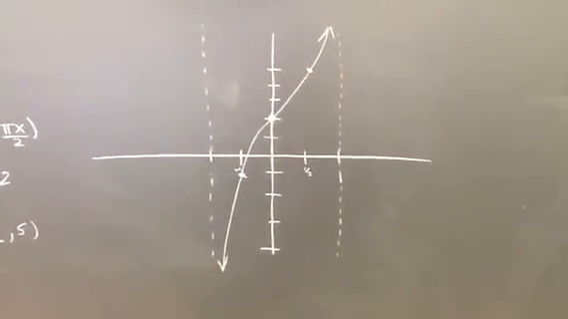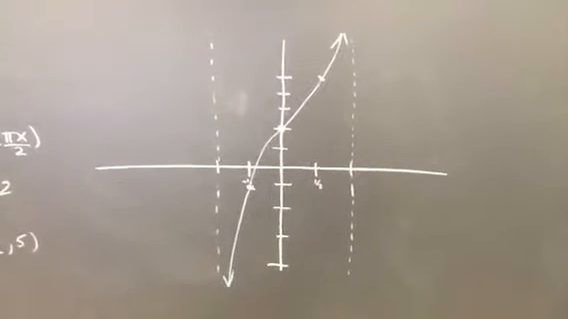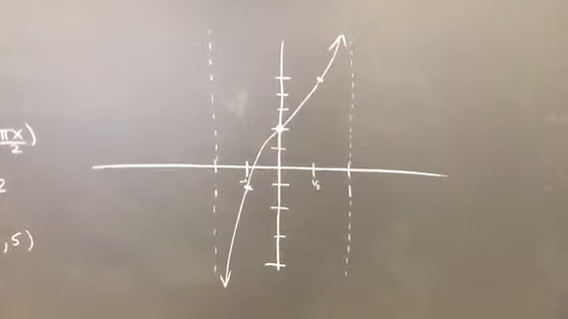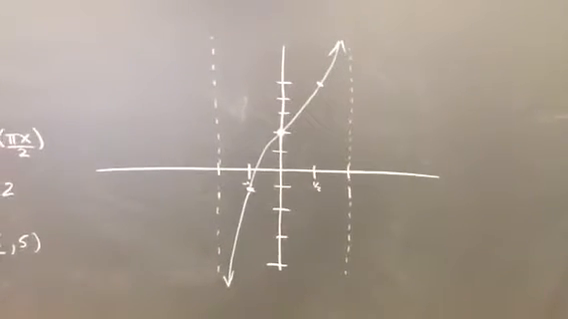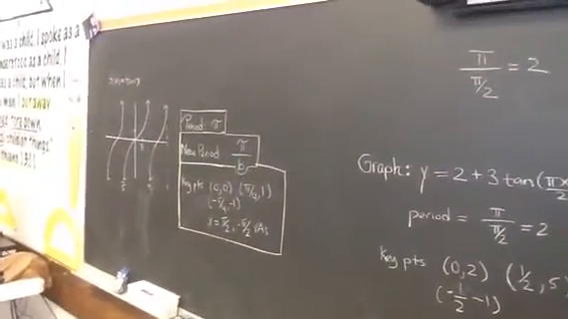So all of the transformation rules that we learned in Chapter 1 still apply. Again, this is an asymptotic curve, so amplitude doesn't apply here. Amplitude really only applies to sine and cosine. And that is how you graph a tangent curve.